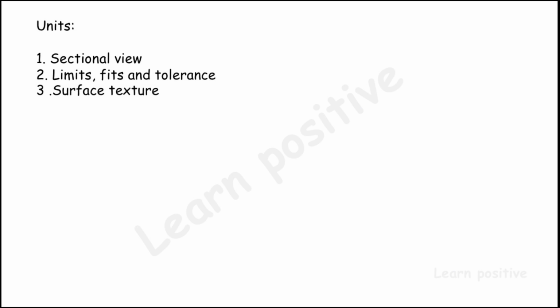Before seeing the unit sectional views, I will introduce in this first video what units are to be covered in this machine drawing and what the exercises are. The first unit is sectional views, the second unit is limits, fits and tolerance, the third unit is surface texture, and the fourth unit is keys, screw threads and threaded fasteners. These are all the 4 units, and we don't have a fifth unit here.